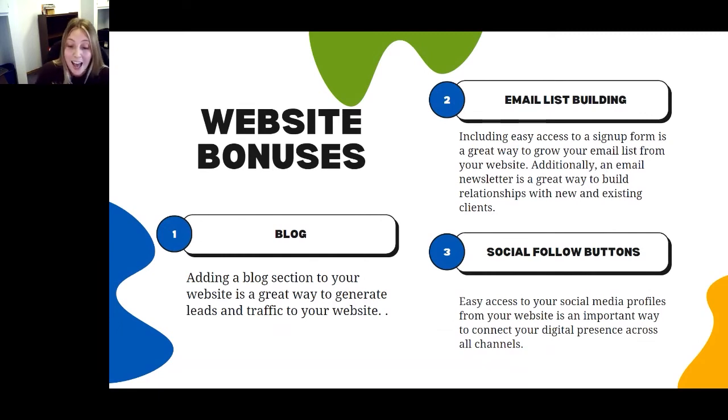Number 3 is adding a social share button or a social follow button. Easy access to your social media profiles from your website is a critical way to connect your digital presence across all channels. Of course, I like to explain online presence as a web, right? Your Google business profile links to your website, which links to your Facebook, Instagram, Twitter, etc. And then in reverse, your Instagram, Twitter, all that links to your website, which links to your Google business profile.